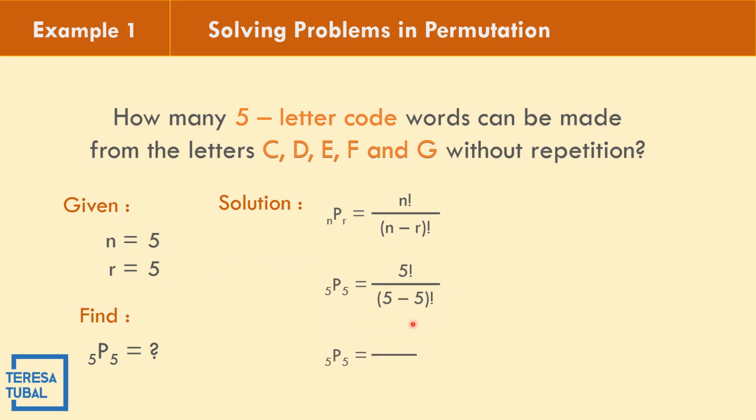5 minus 5 is equal to 0 factorial, and then copy the numerator 5 factorial. 0 factorial is equal to 1, and the factored form of 5 factorial is 5 times 4 times 3 times 2 times 1. If we multiply, the answer is equal to 120 divided by 1. 120 divided by 1 is also equal to 120 ways.